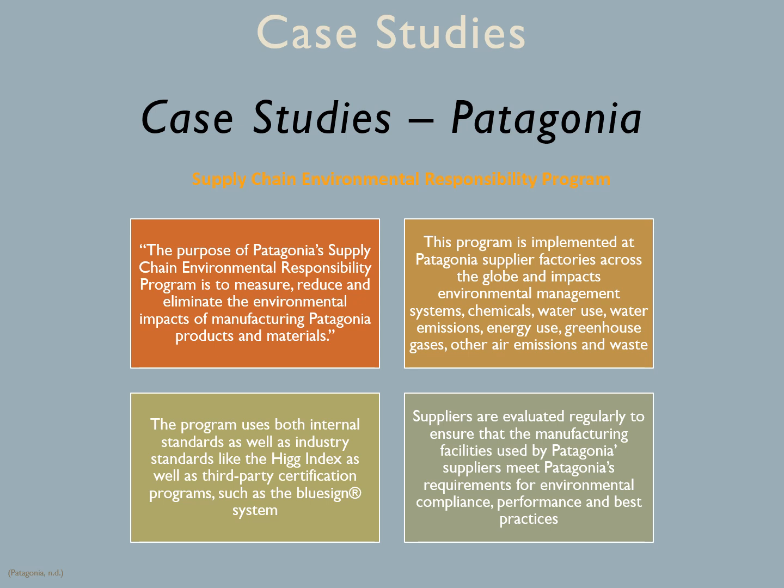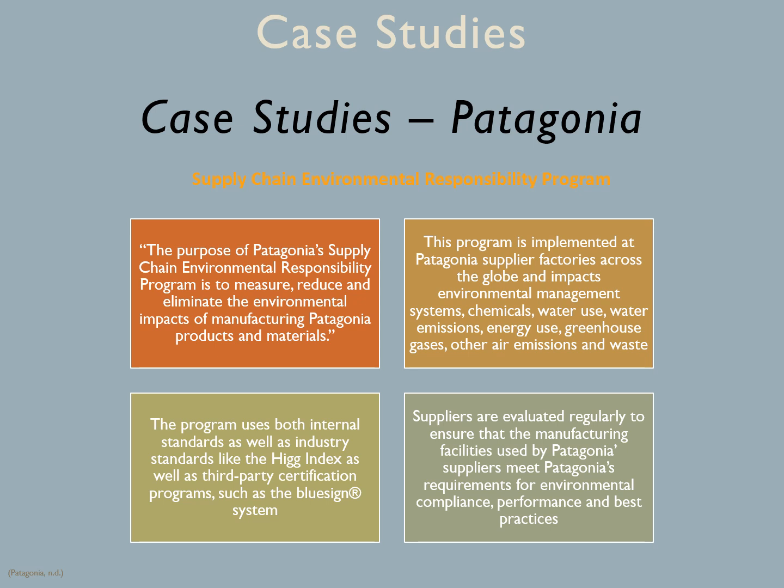This program uses both internal standards as well as industry standards like the Higg Index. Now, the Higg Index is an apparel and footwear industry self-assessment standard to rate environmental and social sustainability throughout the supply chain. This program also uses third-party certification programs such as the Blue Sign System.